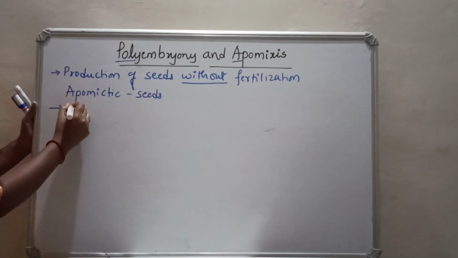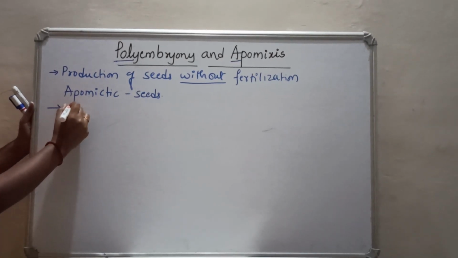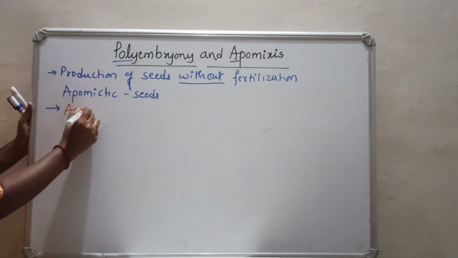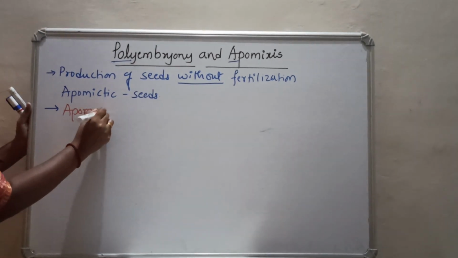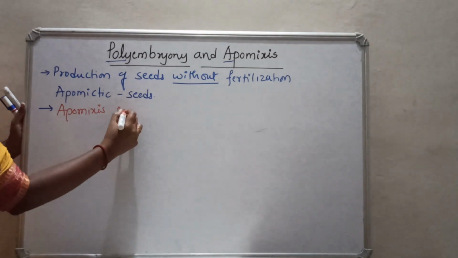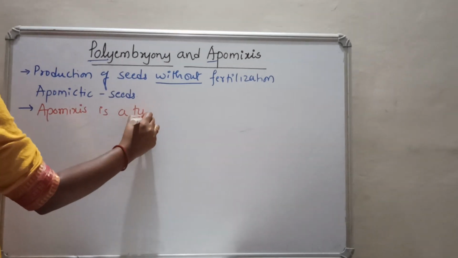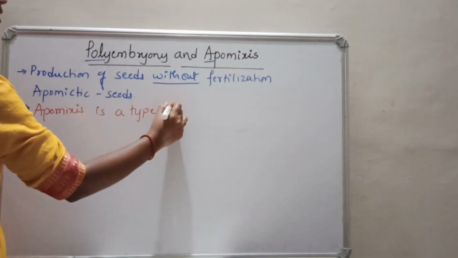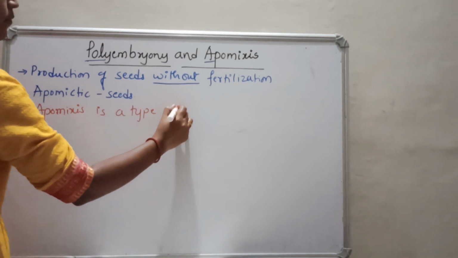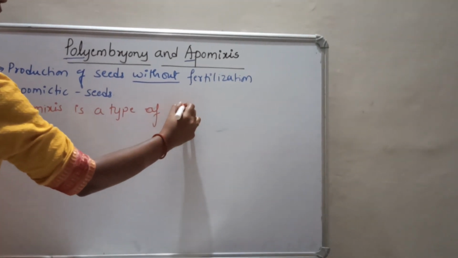Apomixis is a type of asexual reproduction.